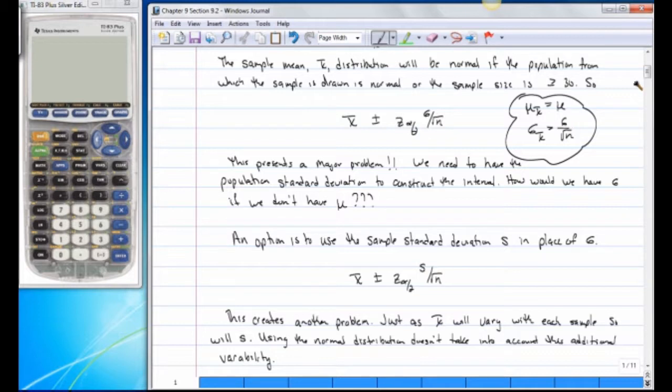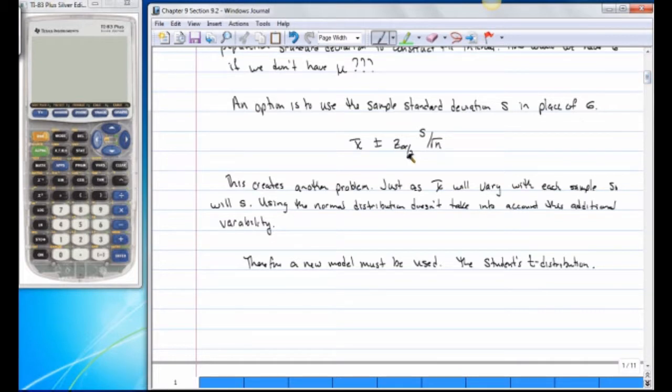Alright, so an option is to use the sample standard deviation in place of sigma. So that would lead us to x bar plus or minus z sub alpha over 2 times s over the square root of n. But this creates another problem. Just as x bar will vary with each sample, so will the value of s. So with these two things varying so much, we don't have enough to account for that variability in each sample. Okay, using the normal distribution doesn't take into account this additional variability.